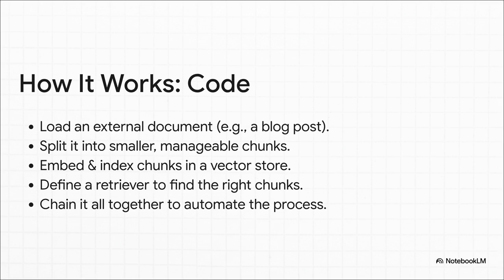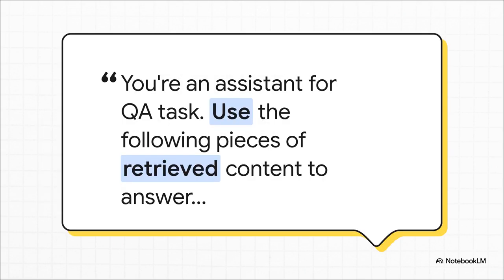Why? Well, it's a lot easier to find one specific relevant paragraph than it is to search through an entire book, right? Each of those chunks is then embedded, which just means it's turned into a string of numbers and indexed in something called a vector store. Then you set up a retriever that knows how to search this special store. And finally, you chain it all together so that the moment you ask a question, the whole process just kicks off and runs automatically.